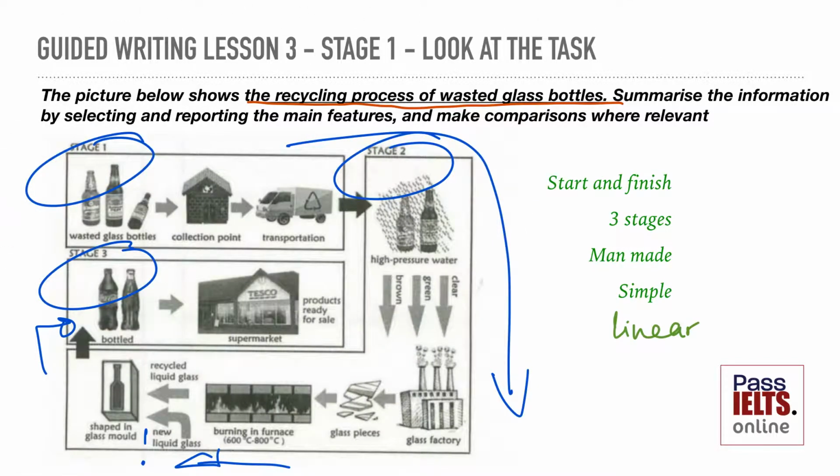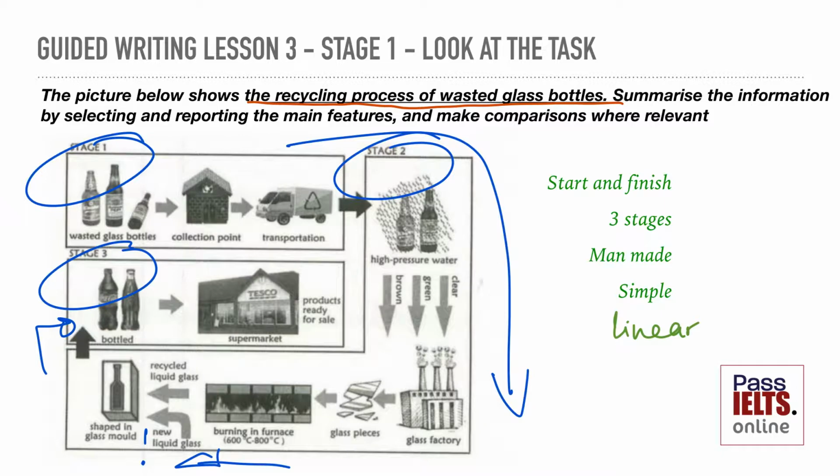Now, let's go through all those different stages. First of all, don't forget in the first bit, don't write much at this stage. You can circle and underline things and write some notes on the overview, but don't write too much. First of all, what's the process about? So I've underlined the main idea of the process, which is that it shows how glass bottles are recycled.